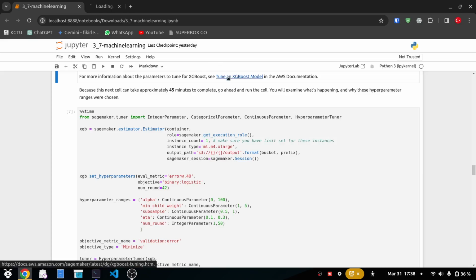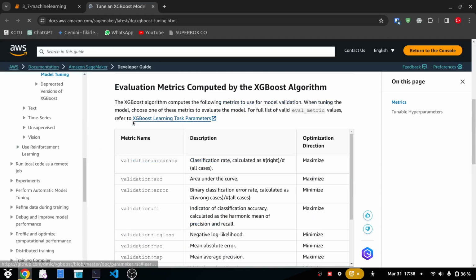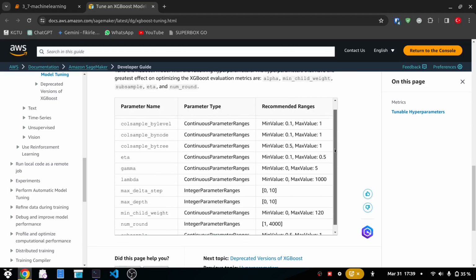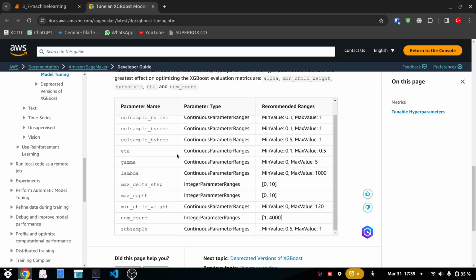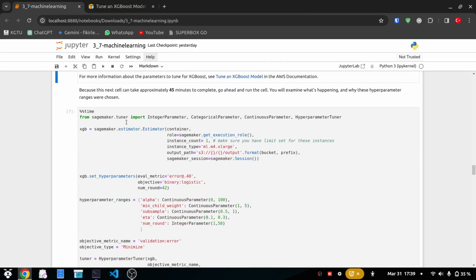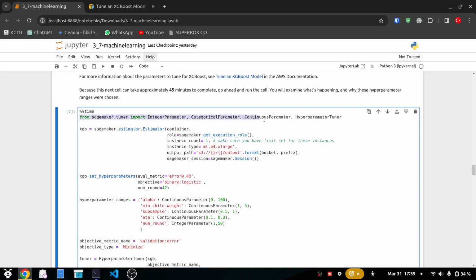So let's see in here, from the AWS documentation, we have recommended ranges for our hyperparameters defined for the XGBoost algorithm. Since it might take a few hours to complete, we have slightly simpler hyperparameter ranges. From the SageMaker tuner, we are importing the integer parameter, categorical parameter, continuous parameter, and hyperparameter tuner. So we are getting a SageMaker estimator object, and it has a container and a role defined.